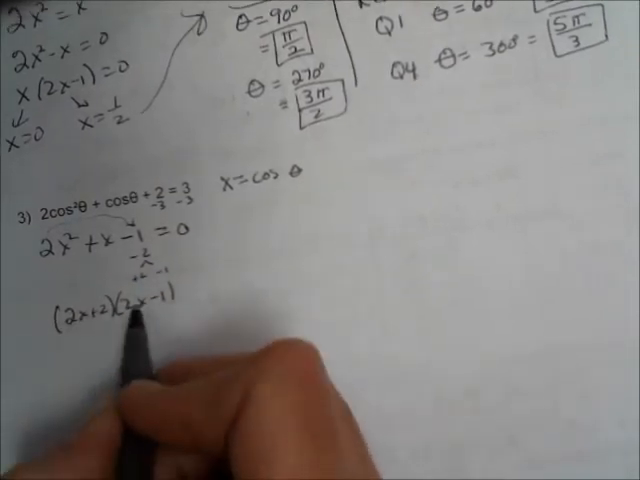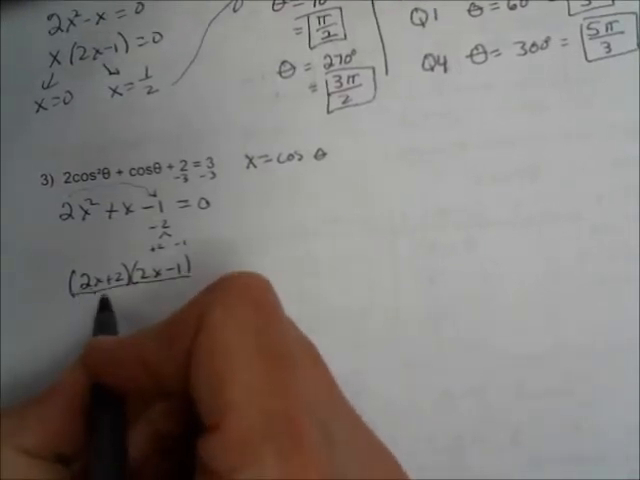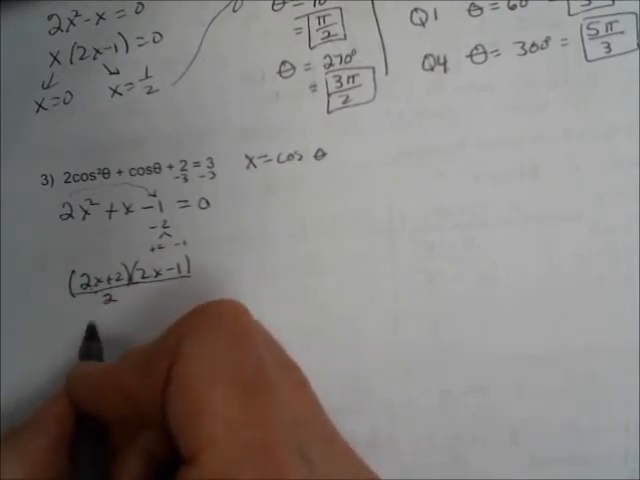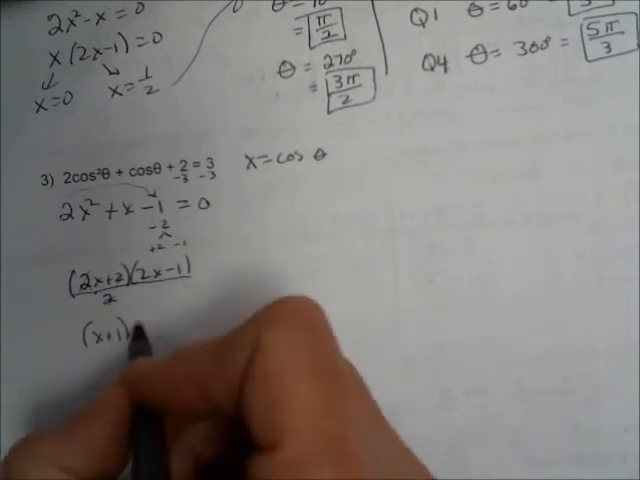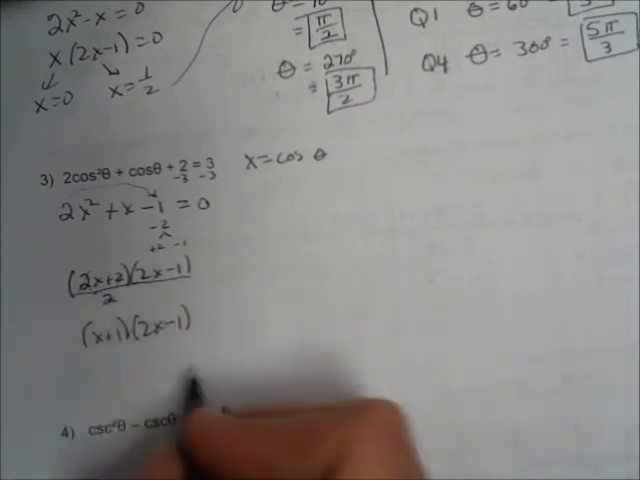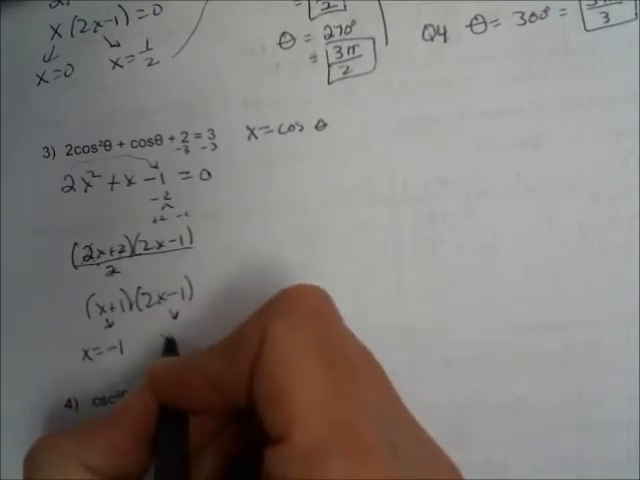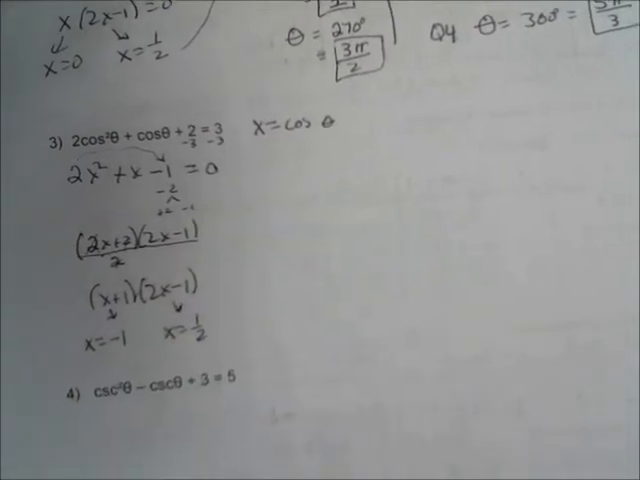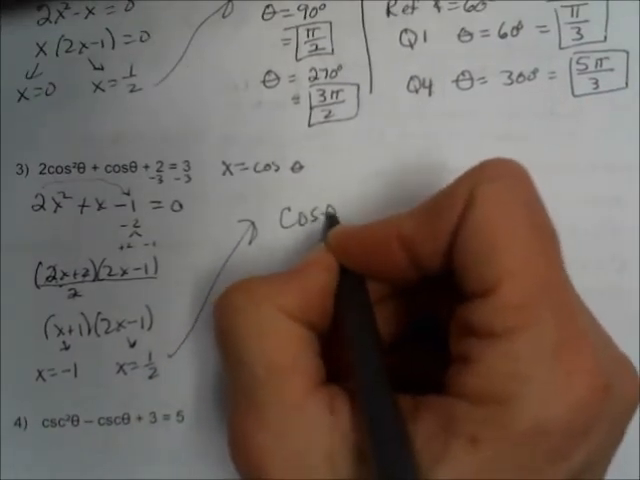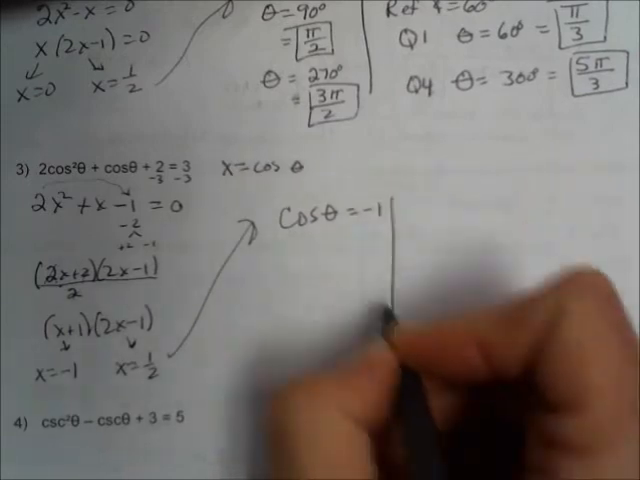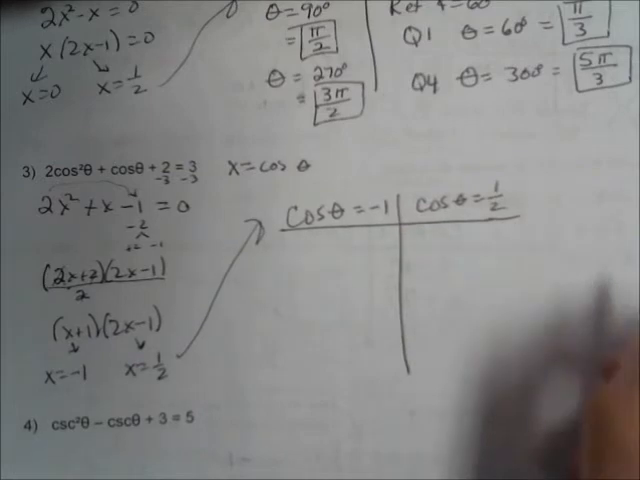So to factor this, you get 2x plus 2, 2x minus 1. Remember that 2x goes in both parts of these parentheses, but then you have to do the factor out, which is a divide by 2. So this turns into x plus 1 times 2x minus 1. So that makes x equal -1, and this makes x equal 1/2. But it's not x, it's cosine of theta equals -1 in our t table, and cosine of theta equals 1/2.